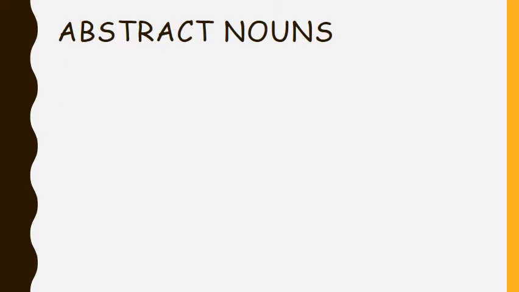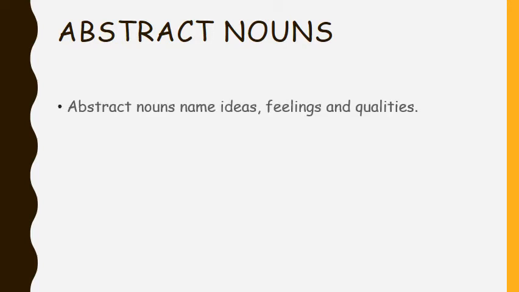Abstract nouns. What are abstract nouns? Abstract nouns are different from concrete nouns. Okay, for example, I cannot touch them. Abstract nouns are only ideas, feelings, and qualities. Okay? Most, though not all, are countable. Most, not all of them, are uncountable.